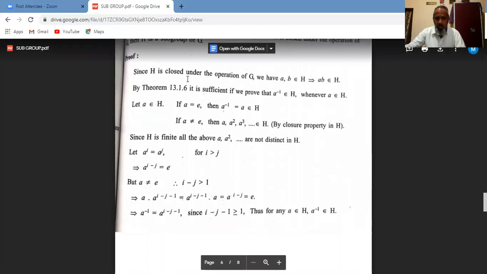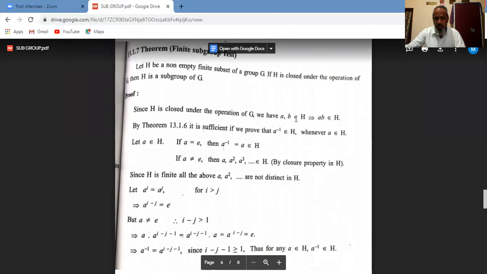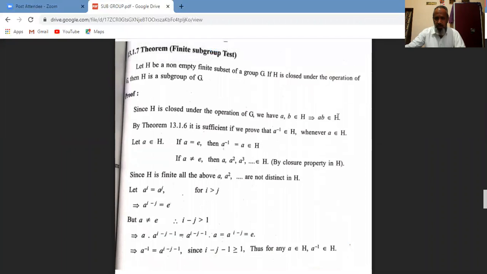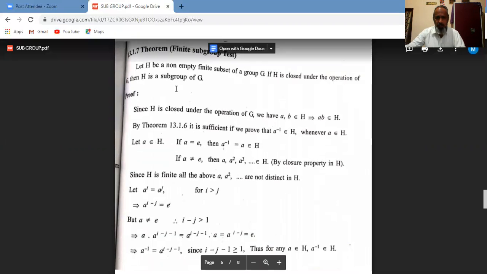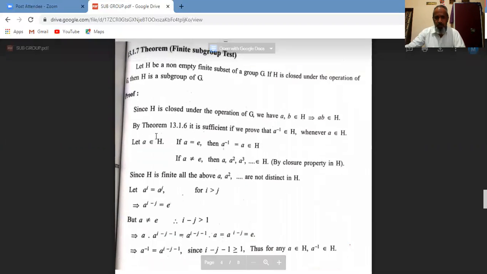Since H is closed under the operation of G, we have A, B belong to H implies A into B belongs to H. This is the closure property. H is closed under the operation. Closed under operation means if we take any two elements in H, the product of the two elements must be in H. So we are taking A and B belonging to H, then A into B belongs to H. So H is closed under multiplication. So from the previous theorem, it is sufficient if we prove A inverse belongs to H.